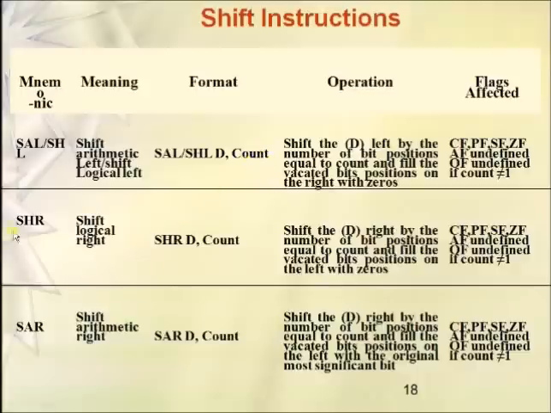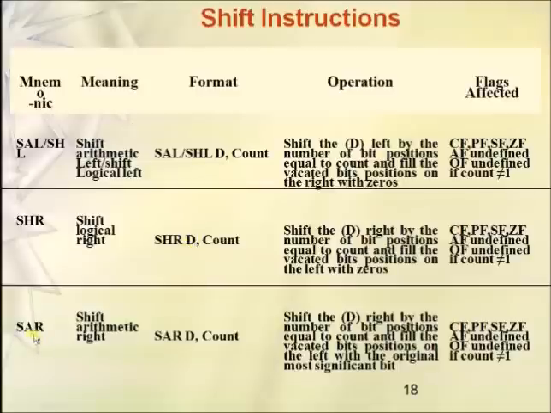In the same way, shift right destination comma count. If it is a 1 time shift right, you go with the immediate value. If you want to shift the destination operand by more than 1 time, you have to specify the count register, that is the CL register, and it should hold the specific count by which you want to shift the destination operand.